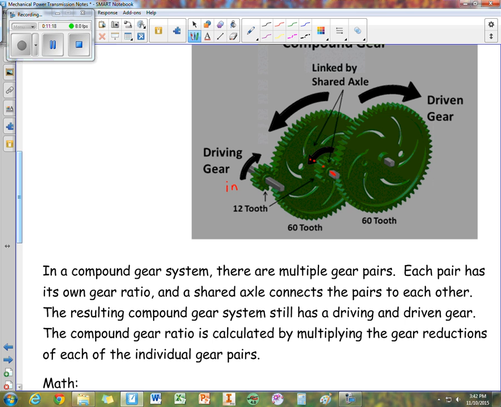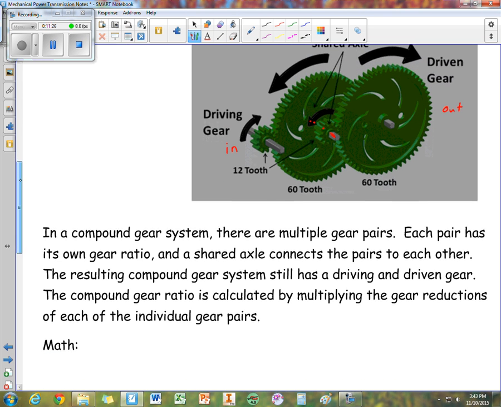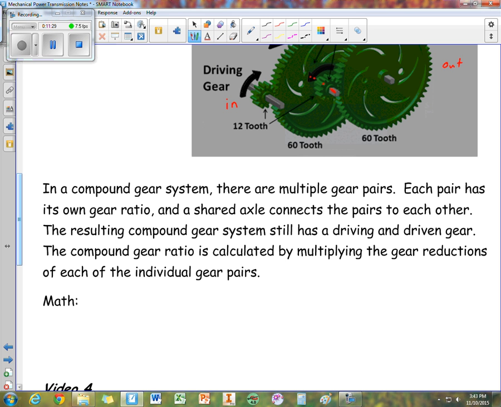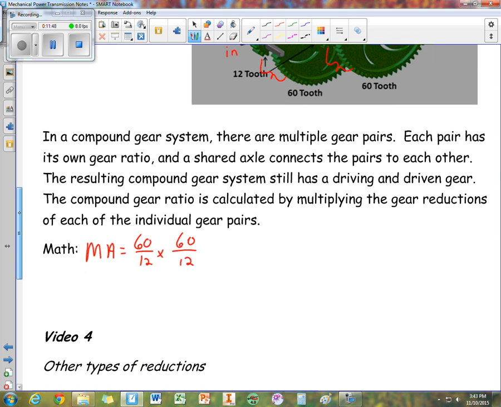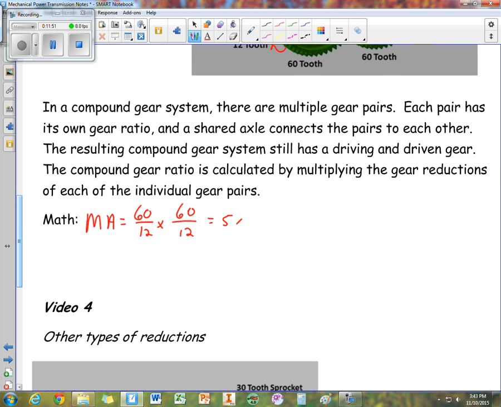So this is our input side, this is our output. Notice that what we should be doing is increasing torque and decreasing speed. So to figure out this math, again, it's output over input. So here I have a gear pair, so this mechanical advantage will be 60 over 12 times, but this time here is my gear pair, 60 over 12. Hopefully you can see how that math is different. Obviously this equals 5 times 5, which equals 25. The mechanical advantage now is 25.